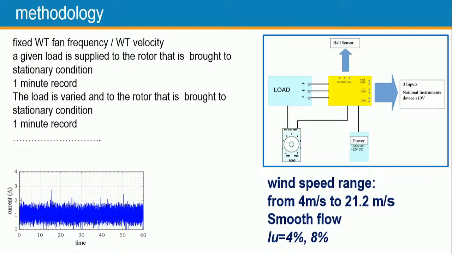In the methodology used, the turbine was loaded. Usually we started from a high load, so the turbine was rotating slowly, and then it was brought into a stationary condition. In this case, 1 minute of record of all the quantities involved was acquired. Then the load was decreased, so the turbine was rotating a bit faster, and another record was acquired, and so on.